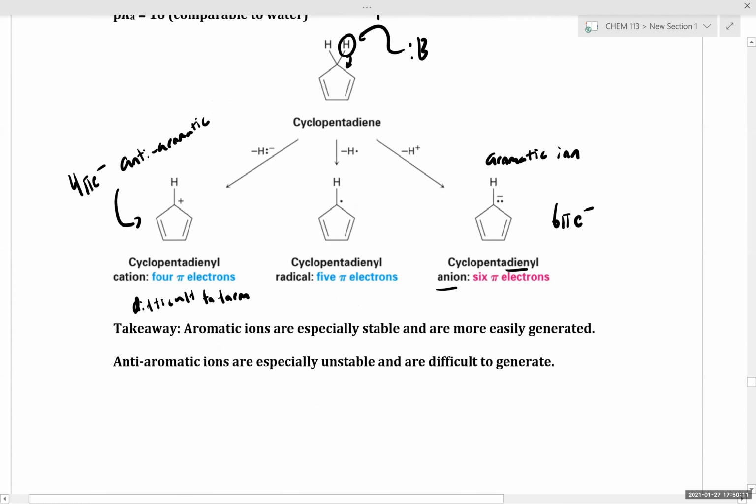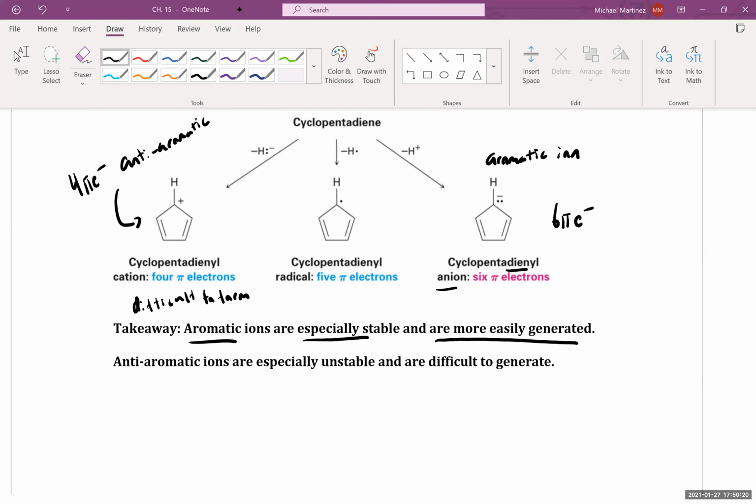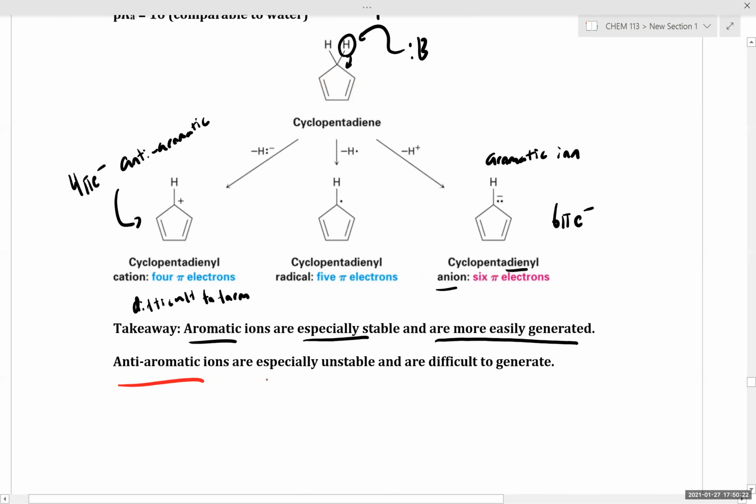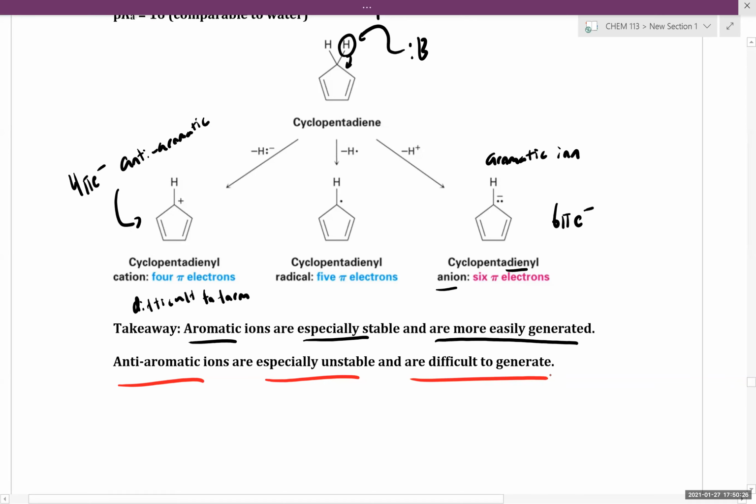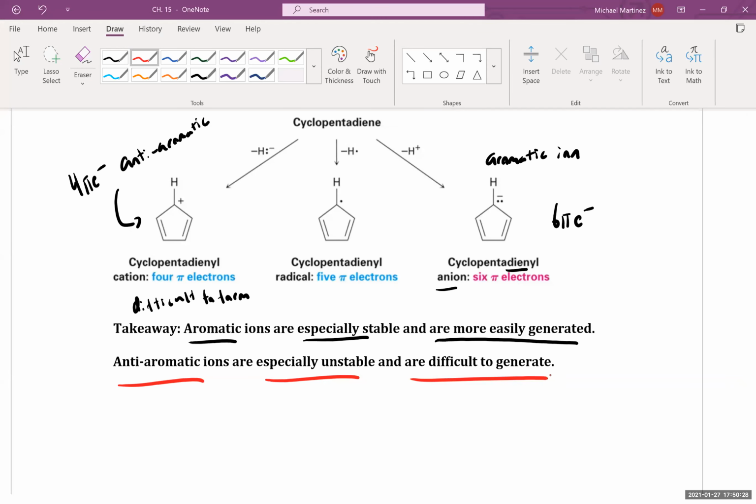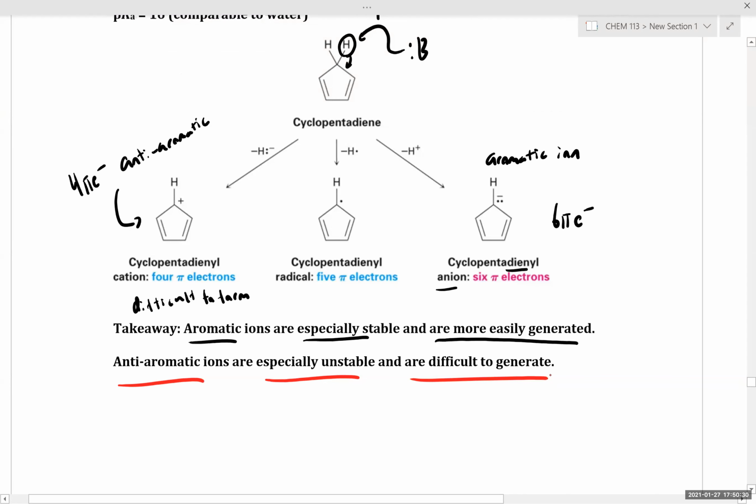Okay, so our takeaway from this is that aromatic ions are especially stable and are more easily generated. Conversely, anti-aromatic ions are especially unstable and are more difficult to generate. So this has a direct impact on many common patterns of reactivity, such as protonation or deprotonation and loss of groups as part of ionization.